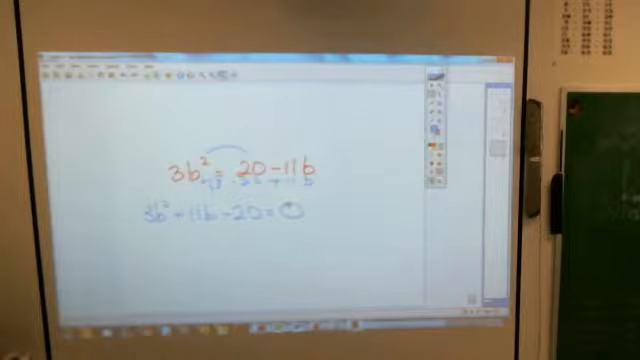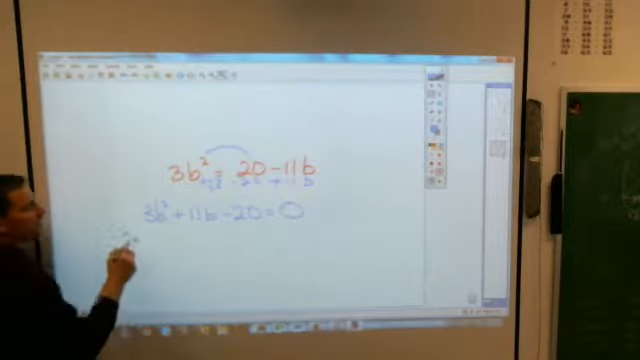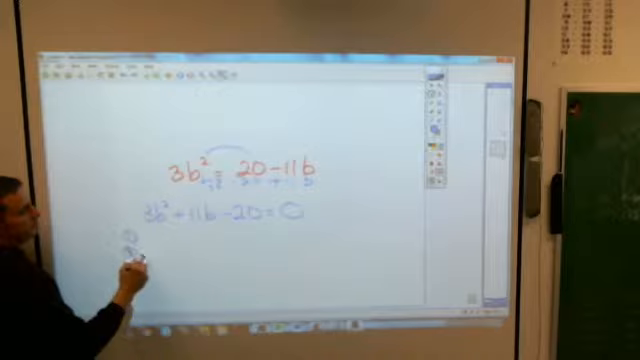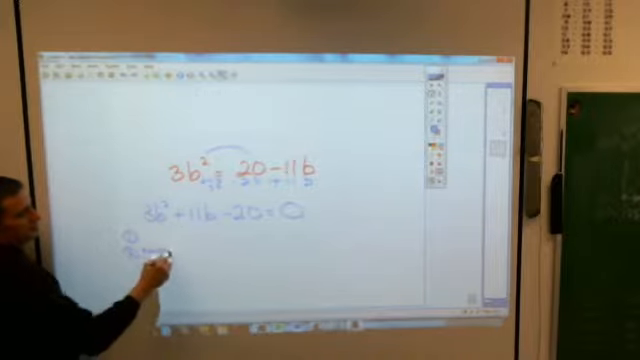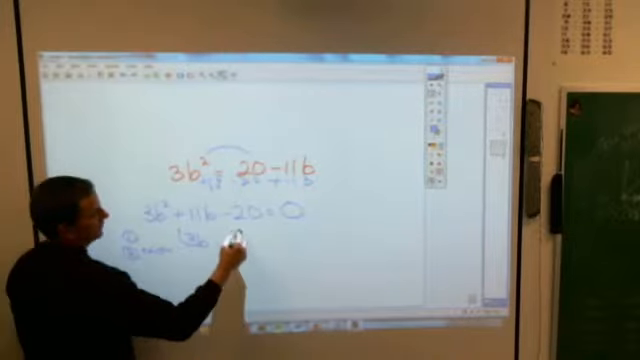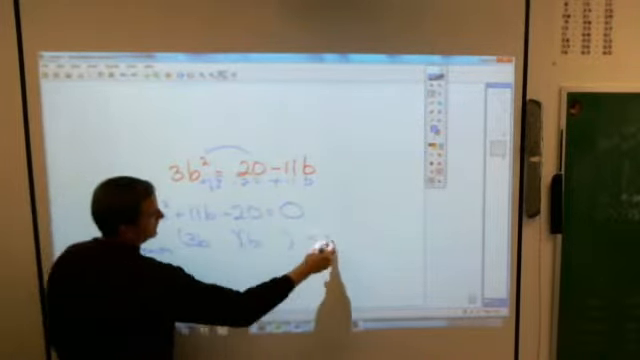Then you move on to what we said. Step number 1 is, can you factor the same thing out of all those? No. So step number 2 was to factor the trinomial. Only one way to split up 3b squared. That would be 3b times b. Still going to equal 0.